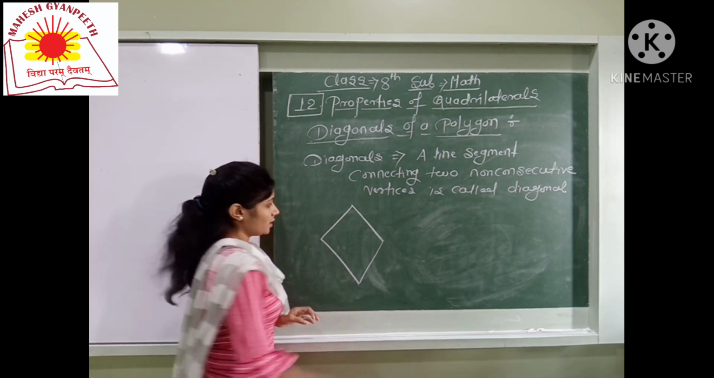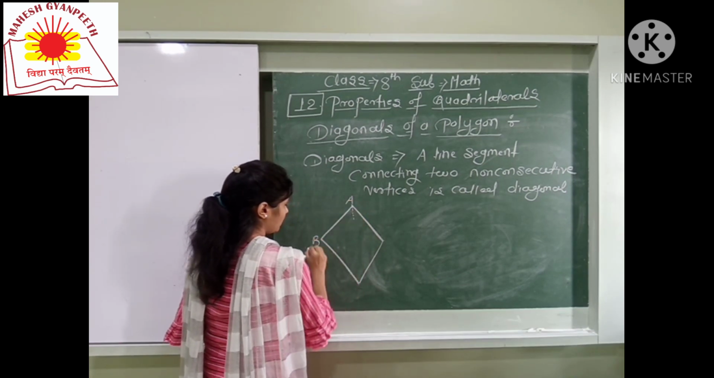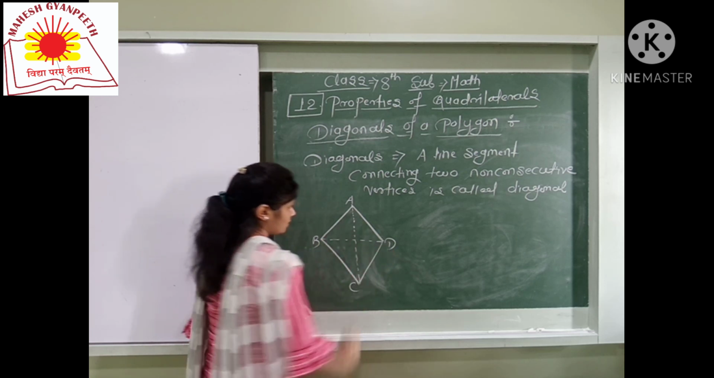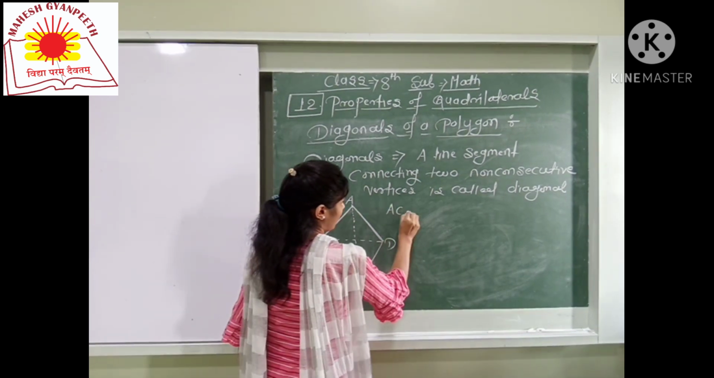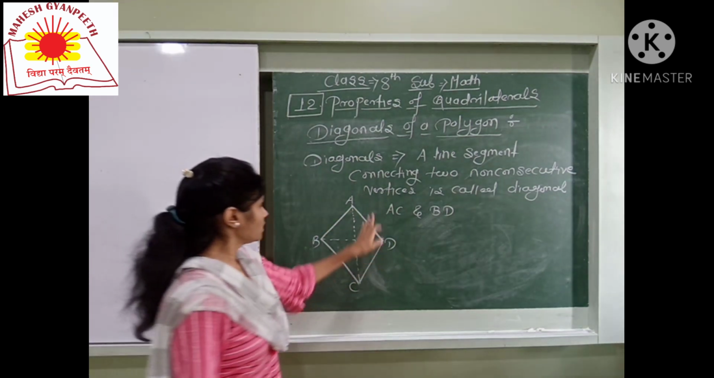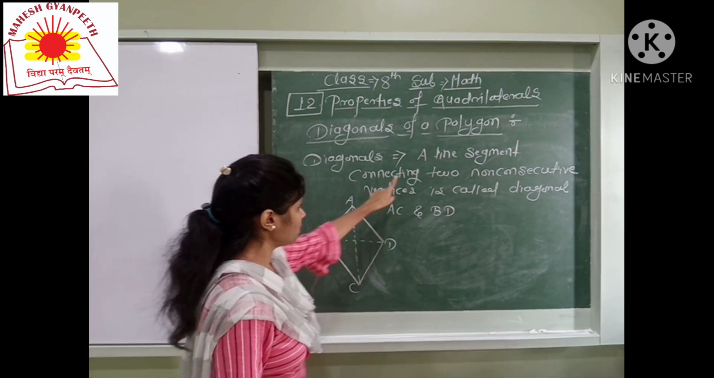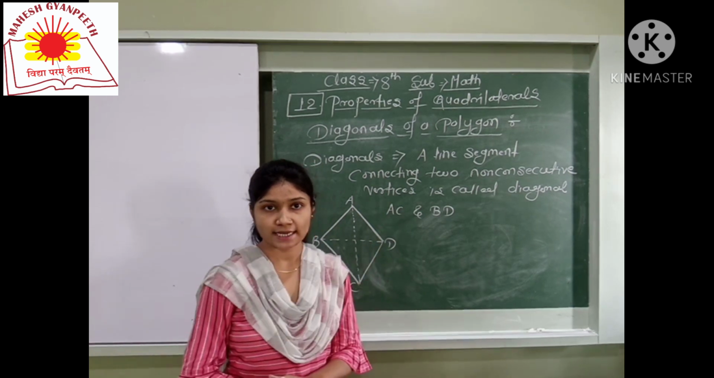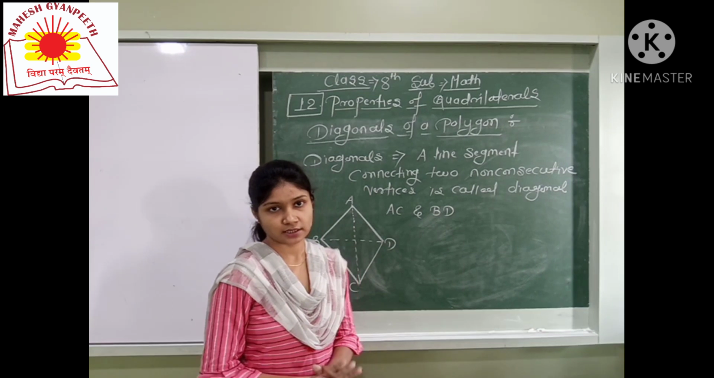So a line segment joining two non-consecutive vertices. For example, this is A, B, C, D. It is a polygon. Okay, so AC and BD. This AC and BD are the diagonals of the polygon. Understand, student? So diagonal means what? A line segment connecting two non-consecutive vertices. It is called a diagonal. For any polygon given, you have to draw the diagonals.